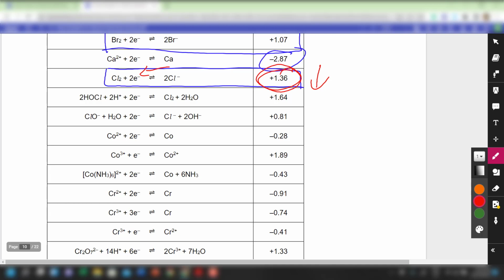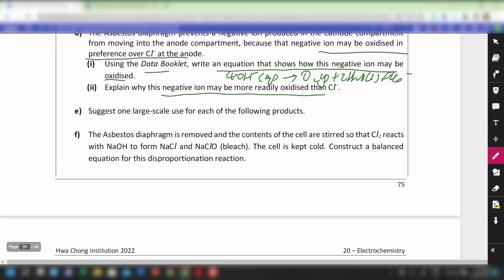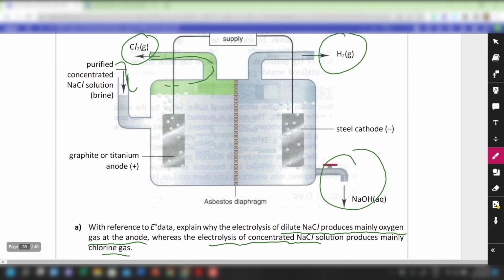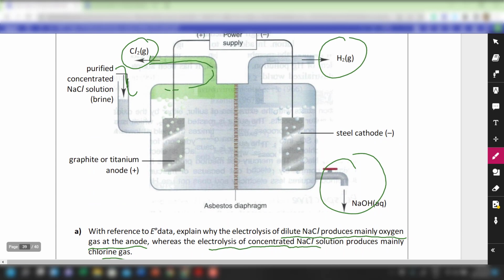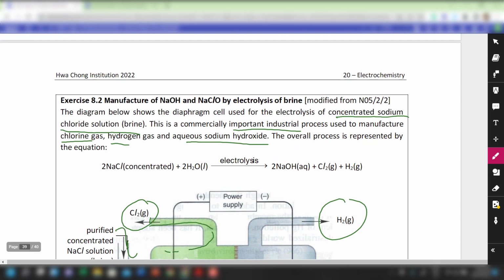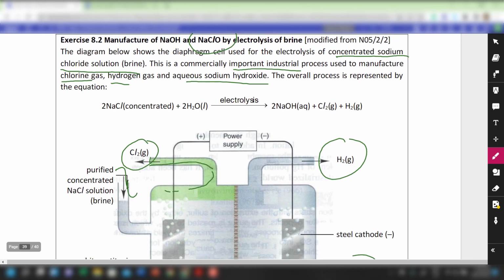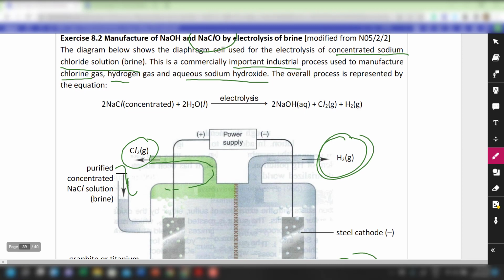Then the second last part, suggest one large scale use for each of the products. I think that's pretty straightforward. Chlorine can be used as a swimming pool disinfectant, or it can be used in bleaching. And of course, I think the title here suggests the manufacture of sodium chlorate 1, which is largely bleach. And then at the cathode, hydrogen gas can be used to produce ammonia in the Haber process with nitrogen, or you can use it for catalytic hydrogenation of unsaturated oil.